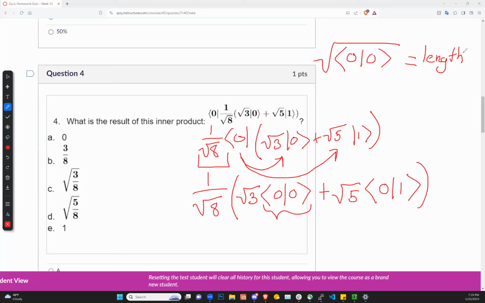So that's another thing we can remember: the inner product of a quantum state with itself is always going to be equal to 1.